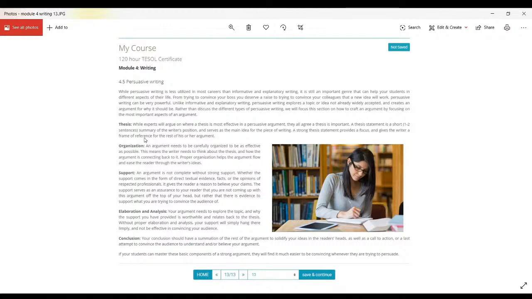First, thesis. Yan. Lahat yan na paghirapan natin nung college tayo. Next, organization, support, elaboration and analysis, and conclusion. If your students can master these basic components of a strong argument, you will find it much easier to be convincing whenever they are trying to persuade. Okay, save and continue.